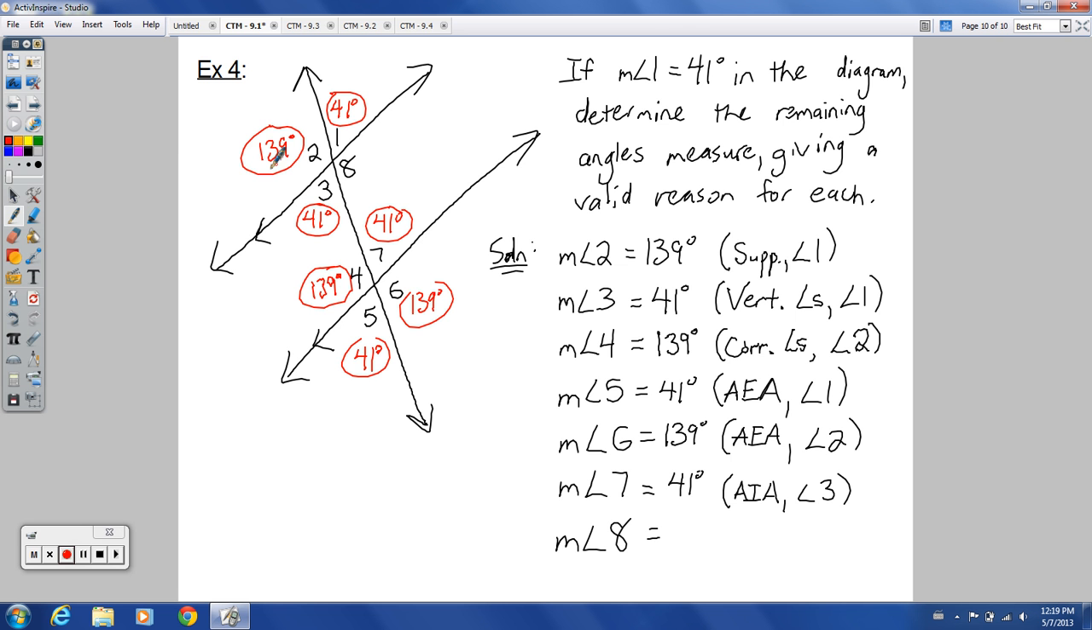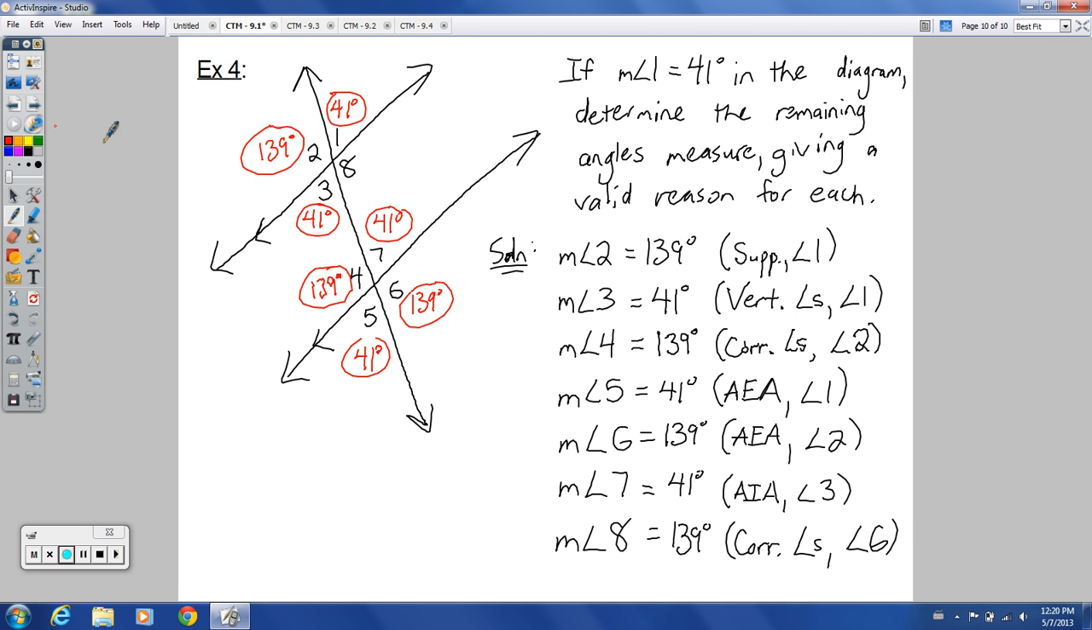And finally right here, lots of different reasons I could give. Why don't I do corresponding again. Corresponding with angle 6. Angle 8 and angle 6 are kind of in the lower right hand corner. In a sense, it's kind of in the right side here. So we've got the same relative spot. And you can say corresponding angles with angle 6. That would be a valid reason.